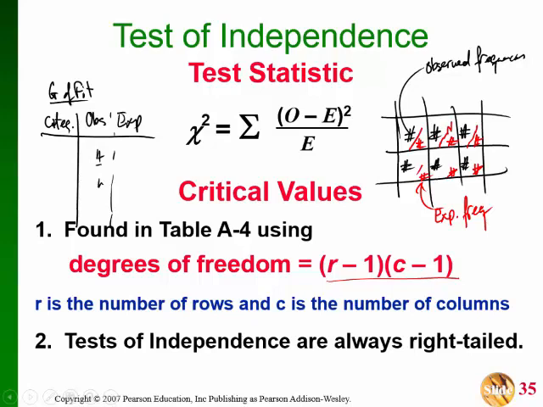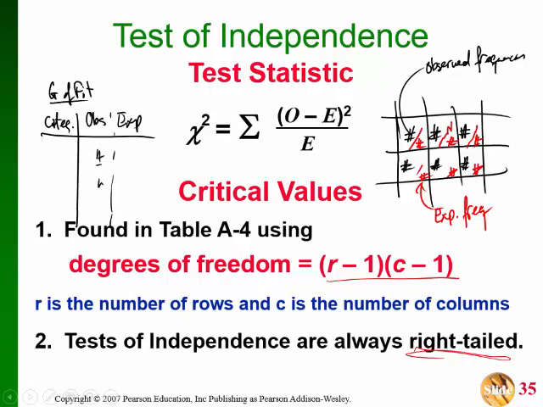And just like the goodness of fit test, the test for independence is also going to be a right-tailed test. And the reason why that's important is because when we select critical values, we're only going to look at the right side of the table if we're going to use that table. All right?